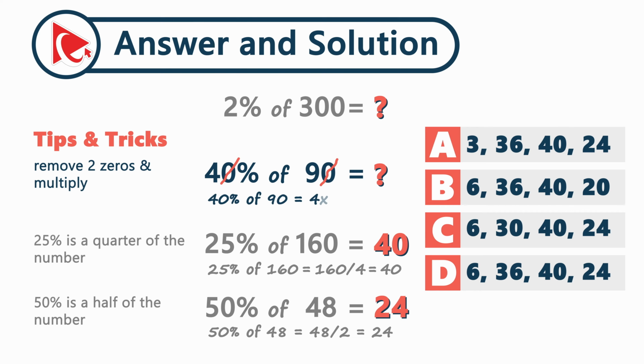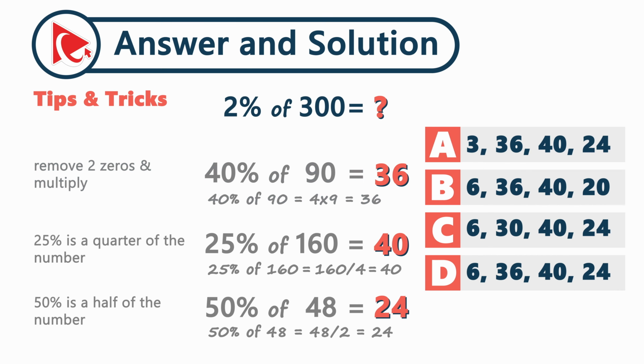40 multiplied by 90, after dropping the zeros, would be 4 multiplied by 9 and would equal 36. And then the last one is 2% of 300. We solve it exactly the same way as the previous one. We need to drop 2 zeros and multiply the numbers. 2 doesn't have any zeros, but 300 has 2 zeros. So 2 multiplied by 300 would be converted to 2 multiplied by 3 and would equal 6.